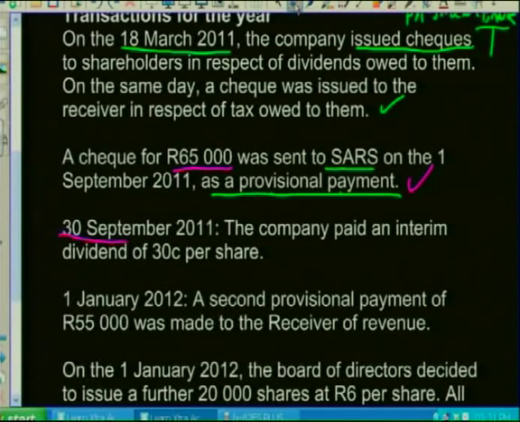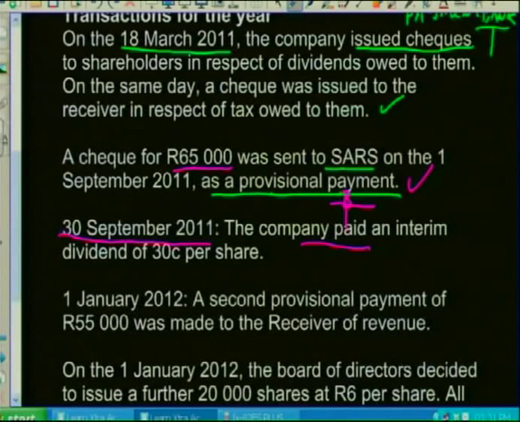On the 30th of September 2011, the company paid. Again, they're using the word paid, so again, your bank account is obviously affected. An interim dividend of 30 cents per share. Again, guys, we spoke about this concept, interim during the financial year. So 30th of September, remember, that's obviously during the course of the year. The company decided, okay, I think we've got enough profits. Let's make our shareholders happy. Let's pay them an interim dividend of 30 cents per share.